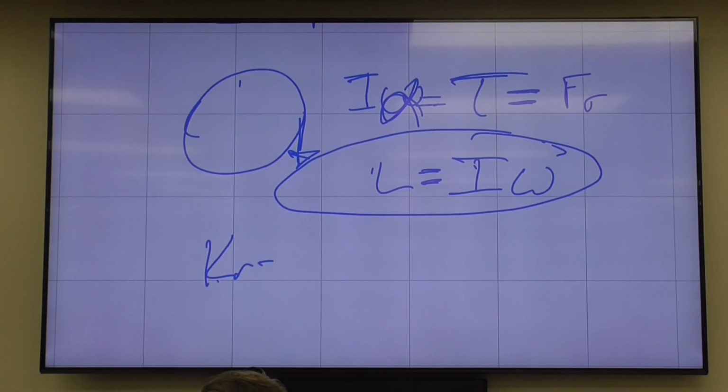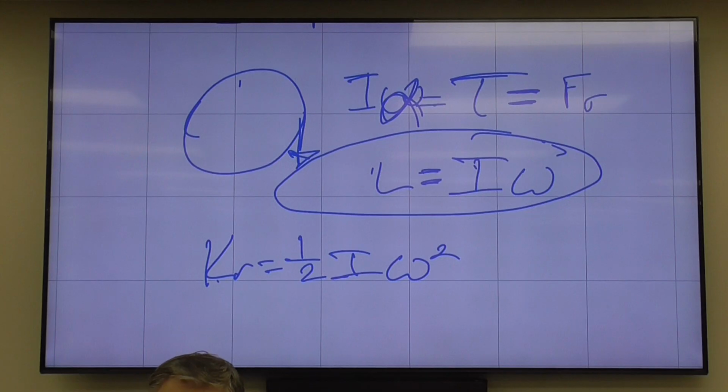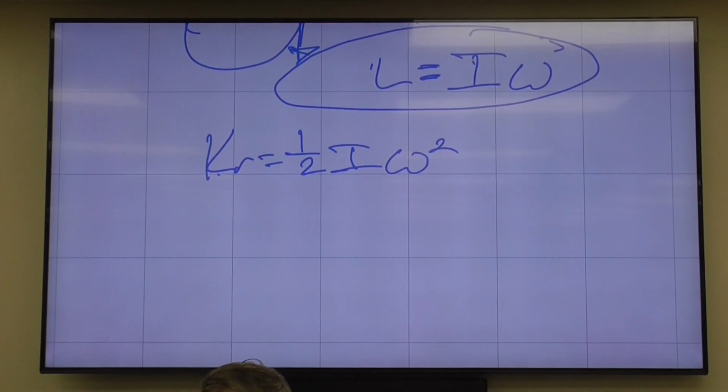Rotational kinetic energy equals 1/2 I omega squared. Does that produce the same units as kinetic energy? It ends up as joules, because it has to. Otherwise, bad things would happen.